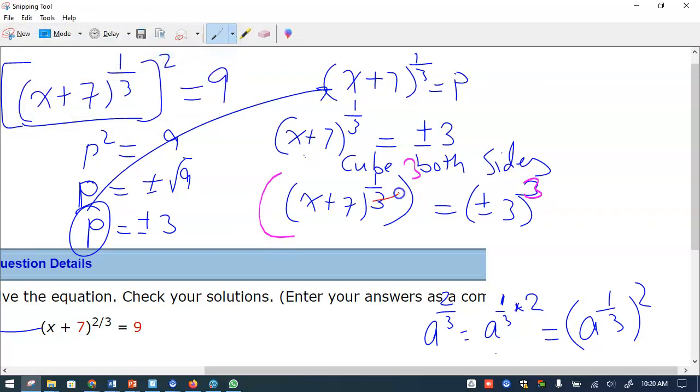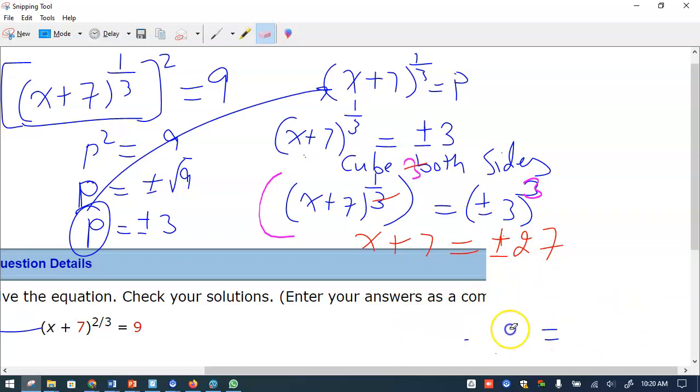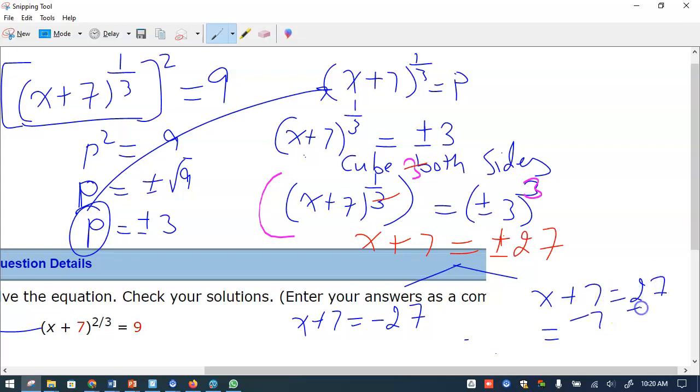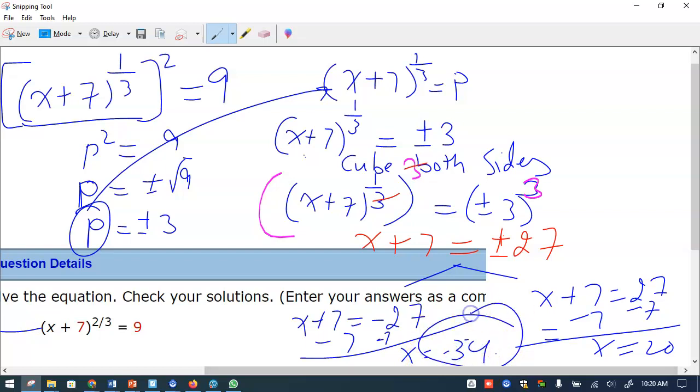That way you can cross out this 3, and you get x plus 7 equals plus or minus 3 cubed, which gives you 27. So you have two answers for this. That means x plus 7 is negative 27, and the other one is x plus 7 is 27. Subtract 7, and you get x equals 20, and you subtract 7 here, you get x equals minus 34. And I hope those are the two values you have to put.